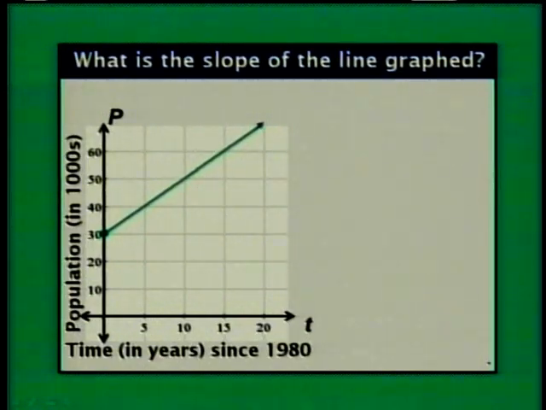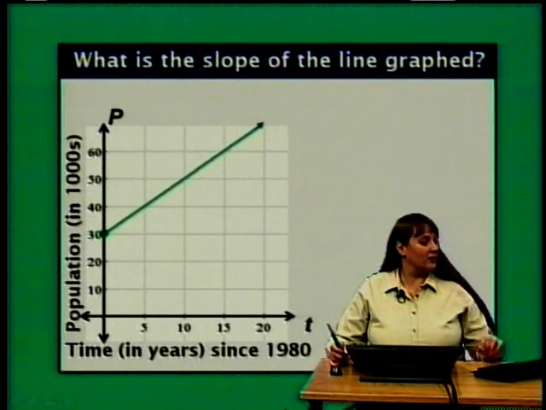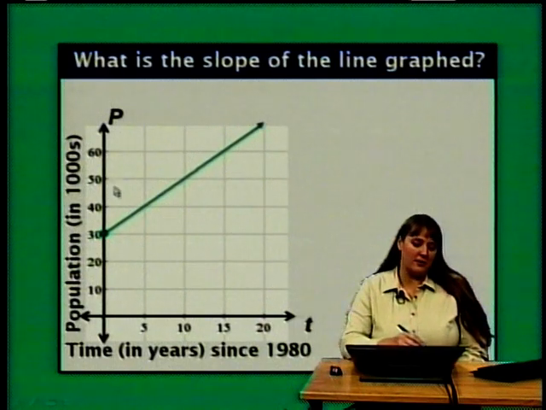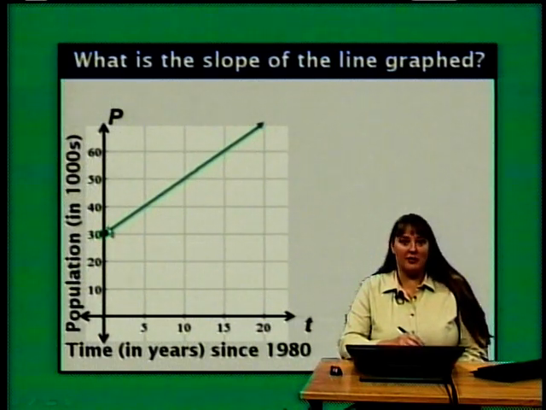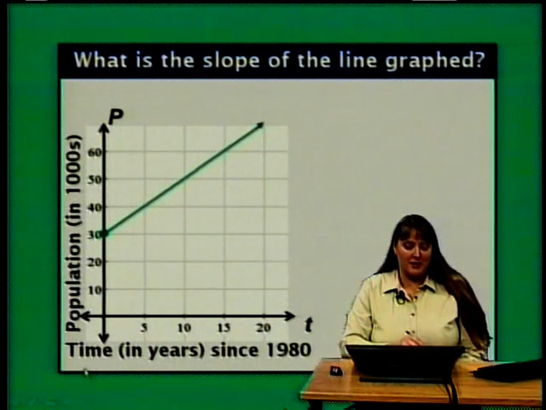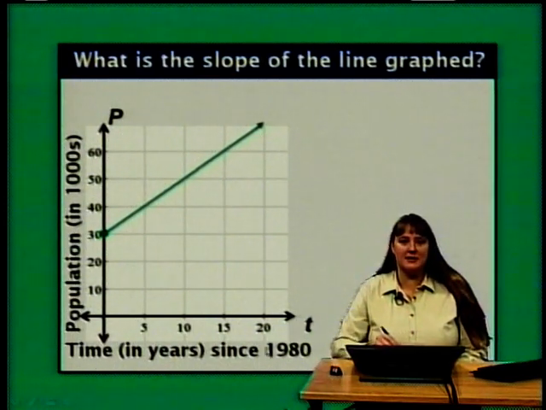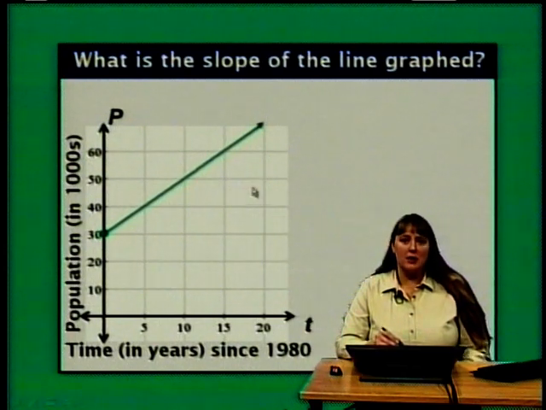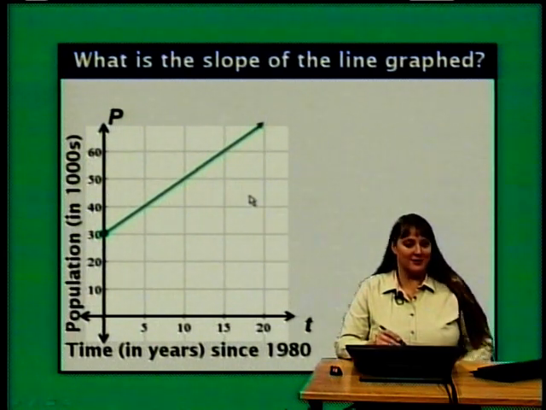What is the slope of the line graphed? Well, first of all, let's take a look at what we have here. My dependent variable, p, on the vertical axis represents population in thousands. My independent variable, t, on the horizontal axis represents time in years since 1980. I can see that this line is increasing. The line goes up as I look at it from left to right, which is how we read a graph. That kind of indicates that perhaps the population is increasing. Well, let's go ahead and compute the slope as we're asked to do.